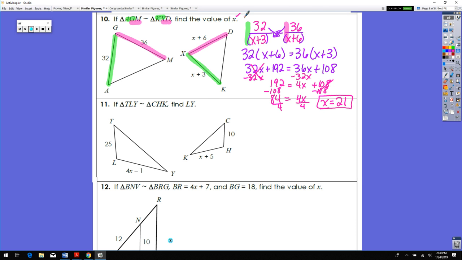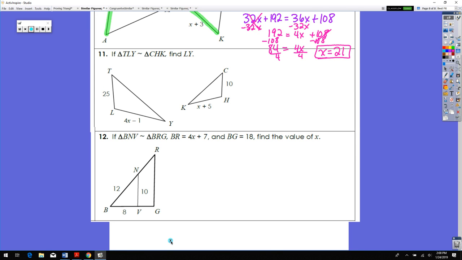Number 12. Again, I'd like to see you set this up. Use the highlighter. You need to write this in place. BR is this whole side, which is 4x plus 7. BG, which is this whole side, is 18. And we're going to find the value of x. So set it up. All right, there is your setup.